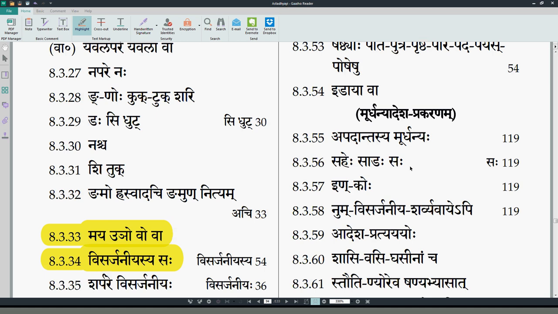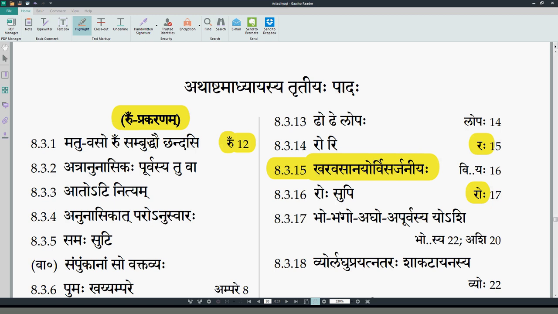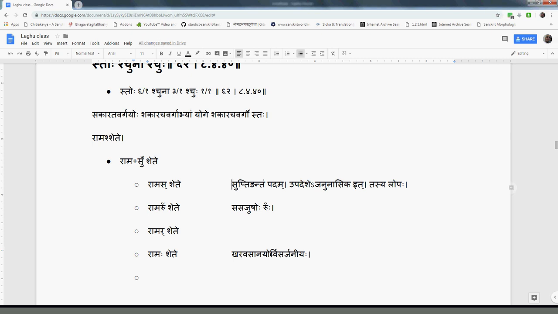We saw this 8334. Okay, what is happening is this sutra that we saw, kharavasanayor visarjaniya. This is what it says, dvivachana, kharavasanayor. So khar is there and avasana. So if you split it, what will happen? Okay, that is what is happening. A little tricky. Let me just see if I can see this kharavasanayor visarjaniya. I'll just take this as an aside. So you look at this kharavasanayor visarjaniya. That's why it's difficult to find.